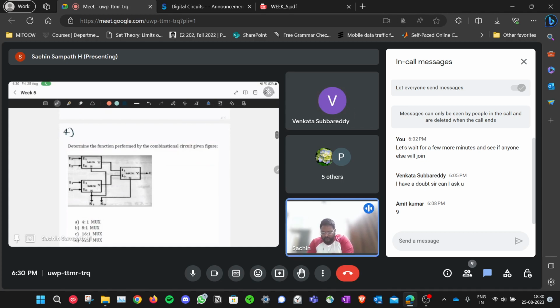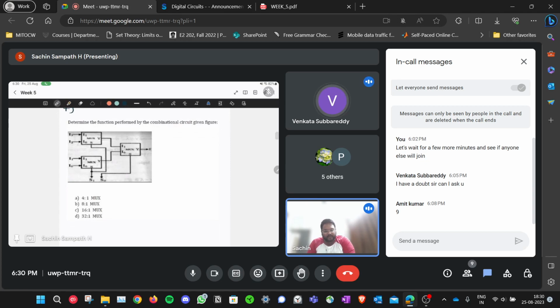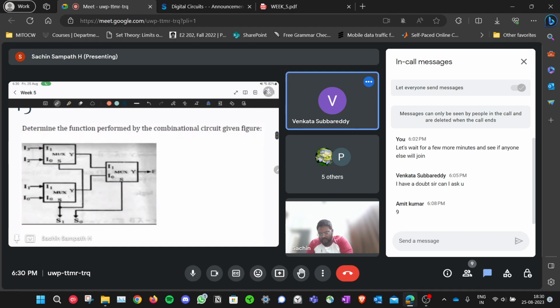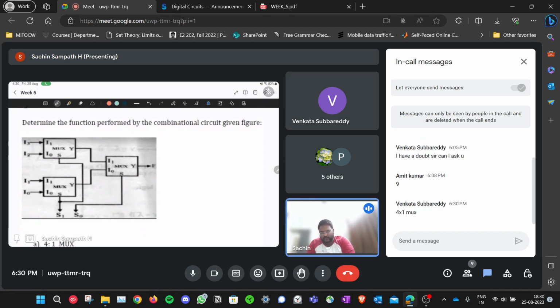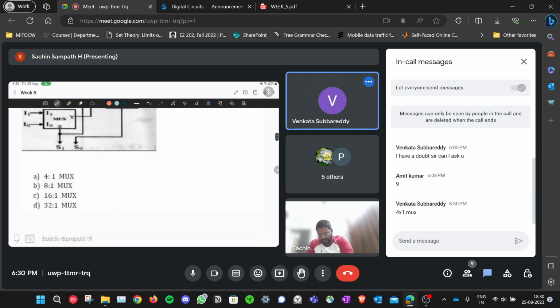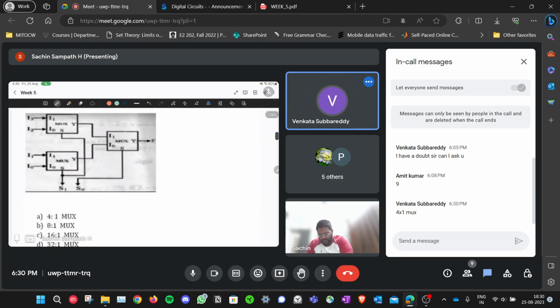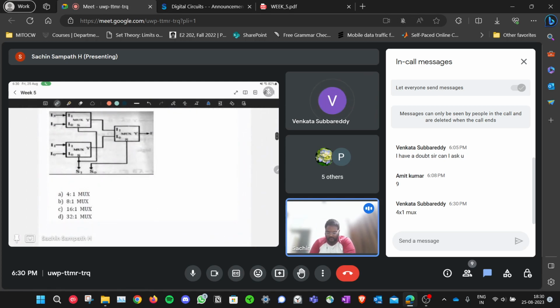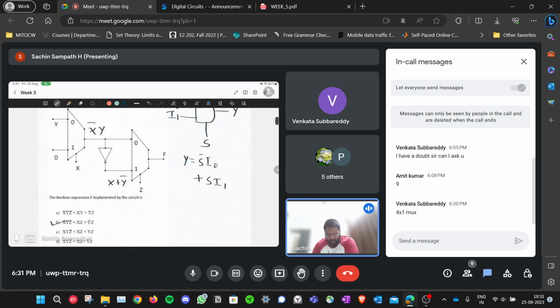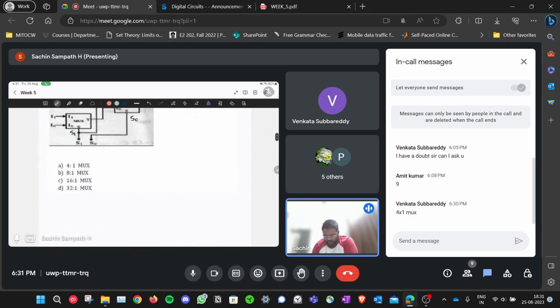Okay, question number 4. What function is performed by the circuit given? 4 is to 1 mux. Okay, there are 4 inputs, 2 select lines. So if it was a mux, it would be 4 is to 1. If you want to verify the operation that has been performed, you can see the first mux is connected to S1. So this is S1. This is also S1. This is S0. I had previously shown you the output expression for a 2 is to 1 multiplexer. S bar I0 plus S I1.